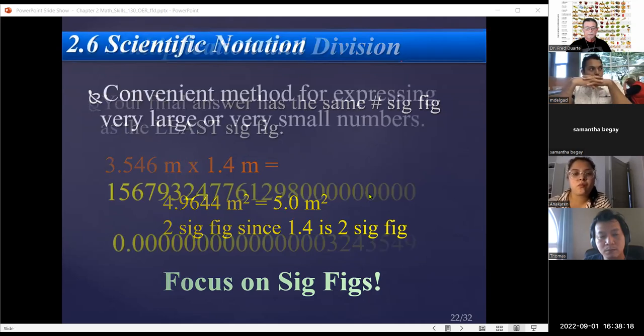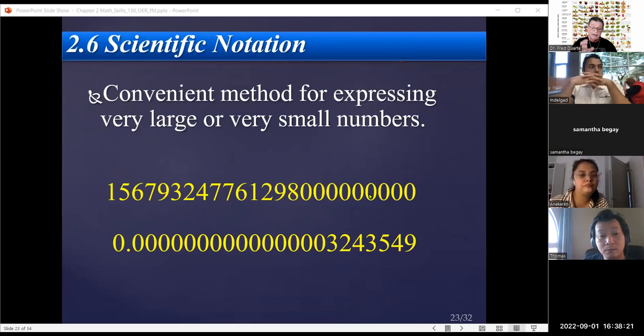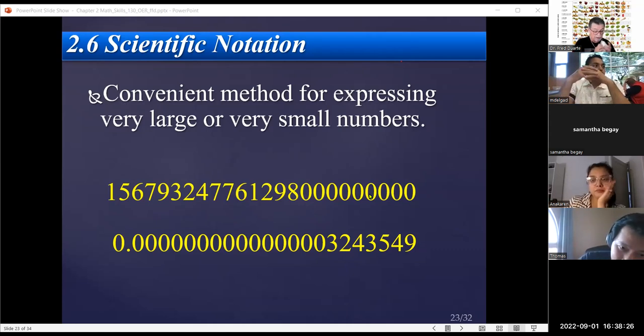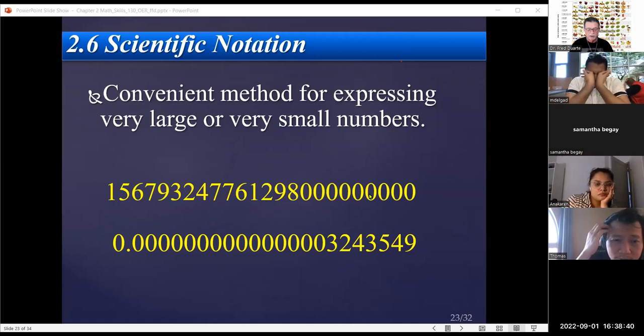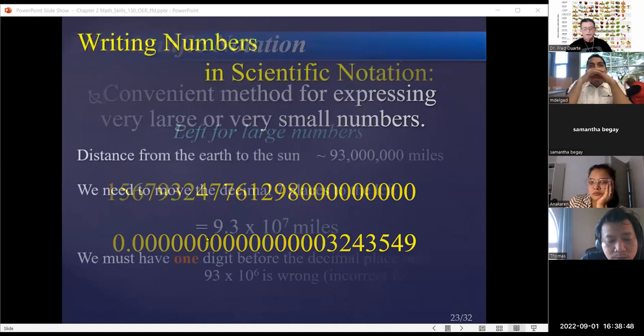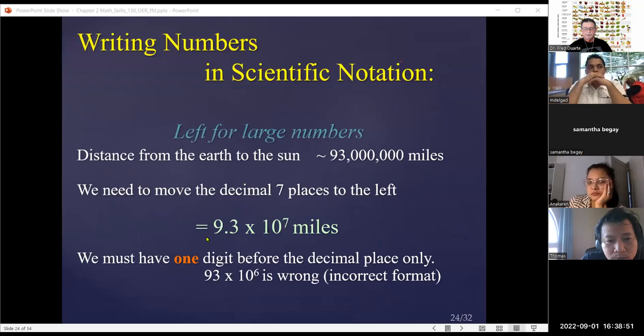All right. Now, which brings us to scientific notation. Scientific notation is a method by which we can display and write very large numbers or very small numbers, like the example here. On top, we got a very large number. Bottom, we have a very small number, a number much less than 1. We use scientific notation so that instead of writing it out longhand, we write it in the shorthand method.